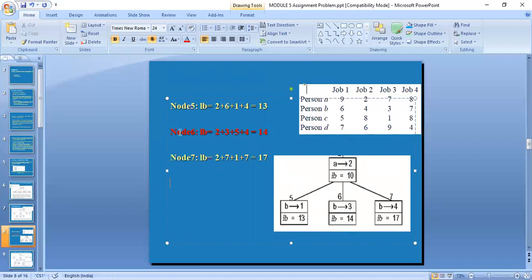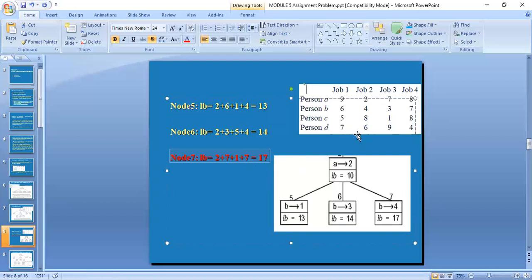Now we need to calculate node number 7. If you see node number 7, what is the value? Person A with job 2, so the value is 2. Person B with job 4, which is 7. Person C, what is the least value? Least value is 1. It is of job 3. It is neither job 2 nor job 4, so you can take it up.